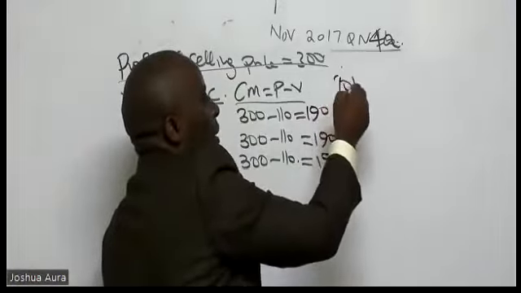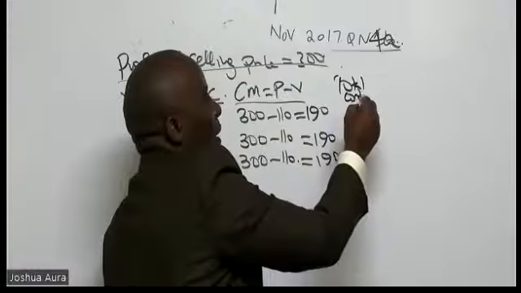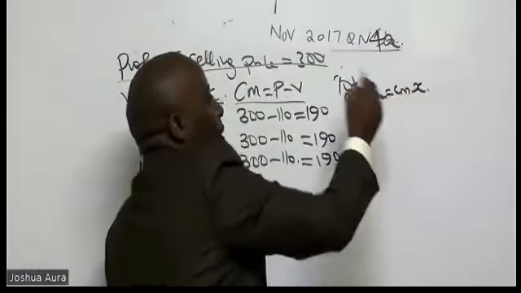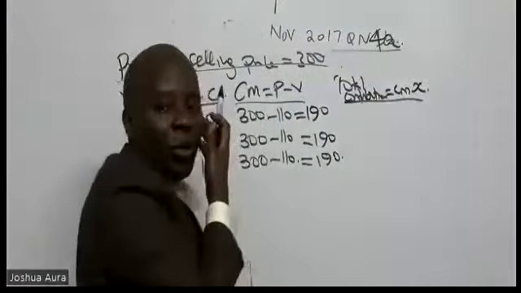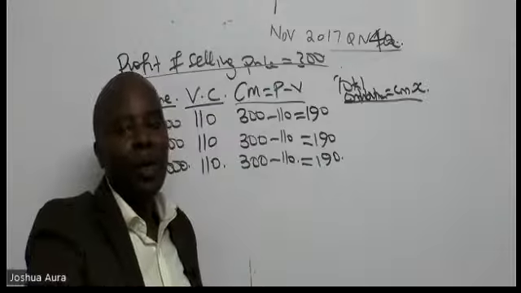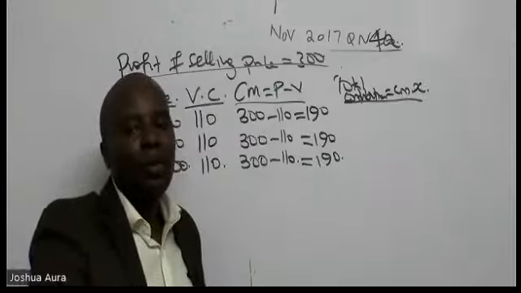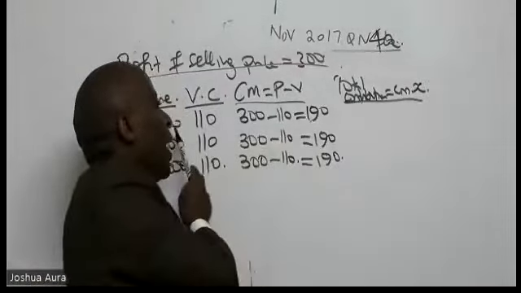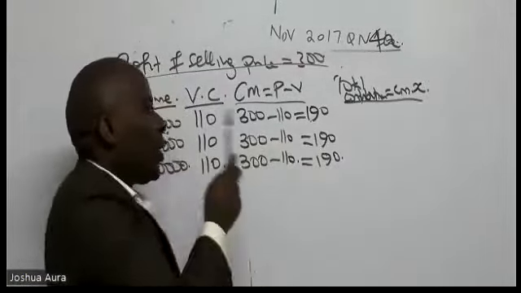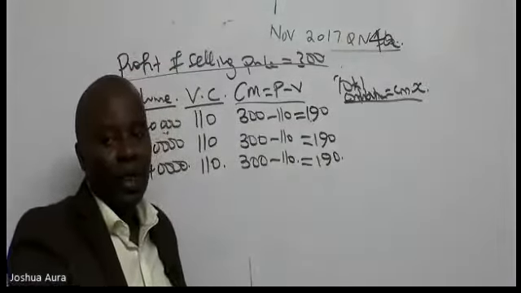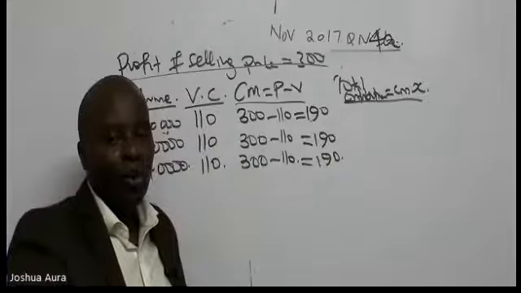So please come here and give me the total contribution. Remember that total contribution is CMX. It is contribution per unit times the number of units. So now here, I know it will be 190 times 120,000. You can decide to put your figures in shillings, millions, or thousands, depending on which looks beautiful.